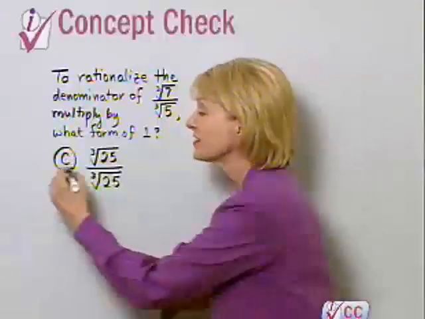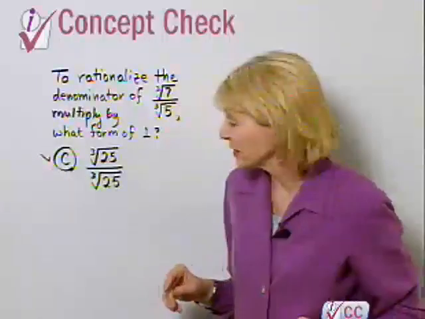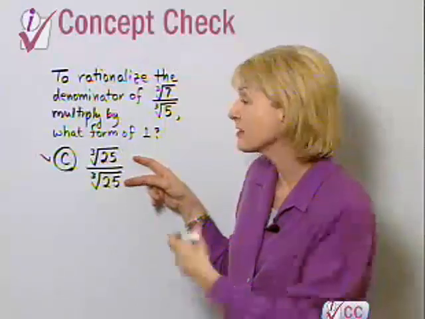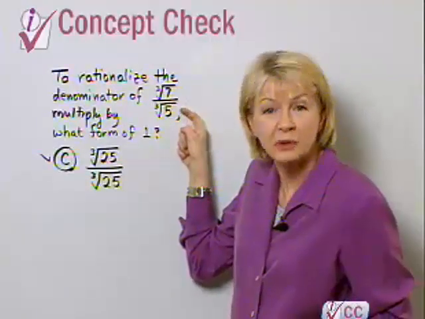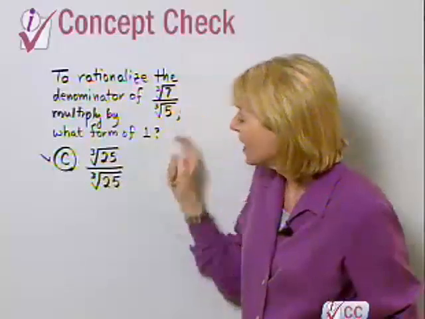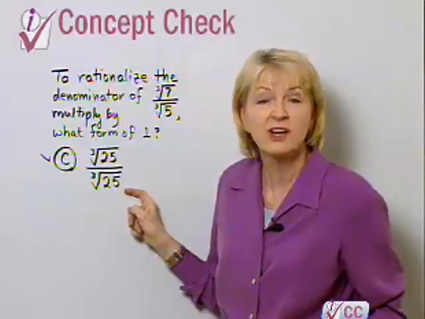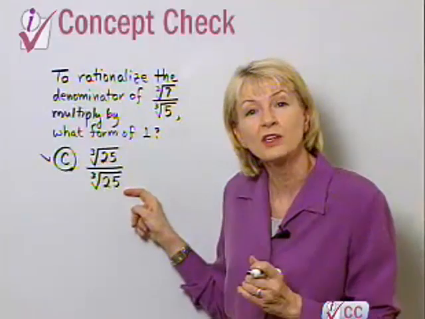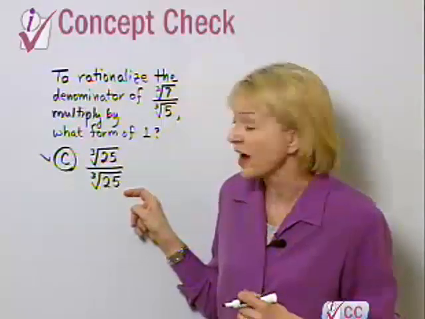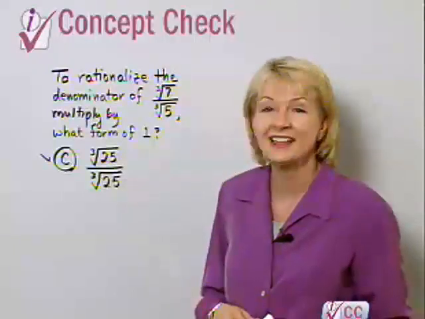Choice C is correct. Let's make sure you understand why. This is, of course, a form of 1, and in the denominator, we would have cube root of 5 times 25, which is cube root of 125. That is a perfect cube and simplifies to 5. So choice C is correct.